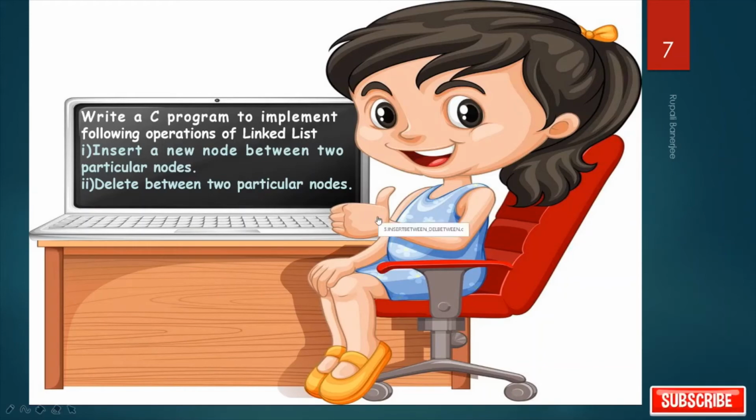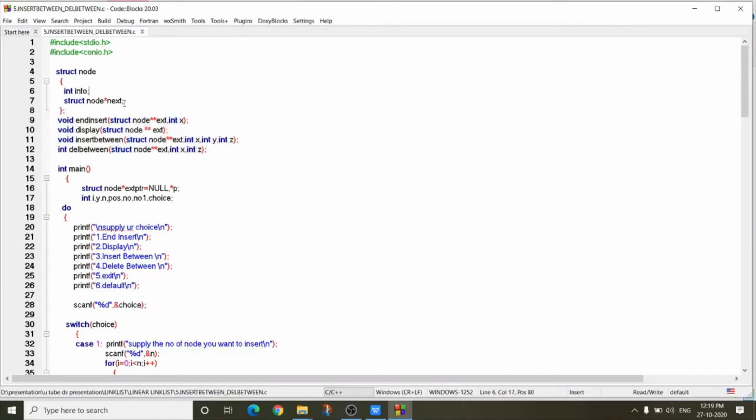So, see the coding. This is our program. This is the node structure we already discussed in our previous video. These are the required prototypes. The end insert function is used for creation of the linked list. The display function is used for showing the total linked list, and then the insert between function and the delete between function we already discussed. So this is our main.